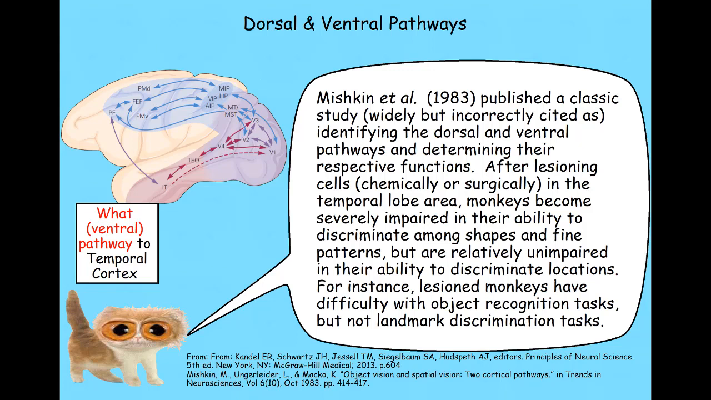What happens after we lesion, chemically or surgically, the temporal lobe area? Well, monkeys become severely impaired in their ability to discriminate among shapes and fine patterns, but they're relatively unimpaired in their ability to discriminate locations. So, for instance, lesioned monkeys have difficulties with object recognition tasks, but not with landmark discrimination tasks. What they're looking at, textures, colors, shapes, seems to be impaired. Where they're looking at does not.